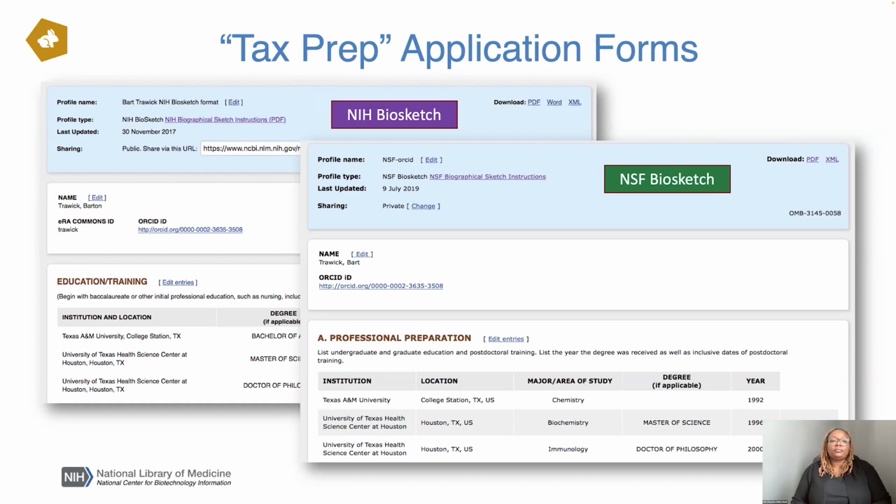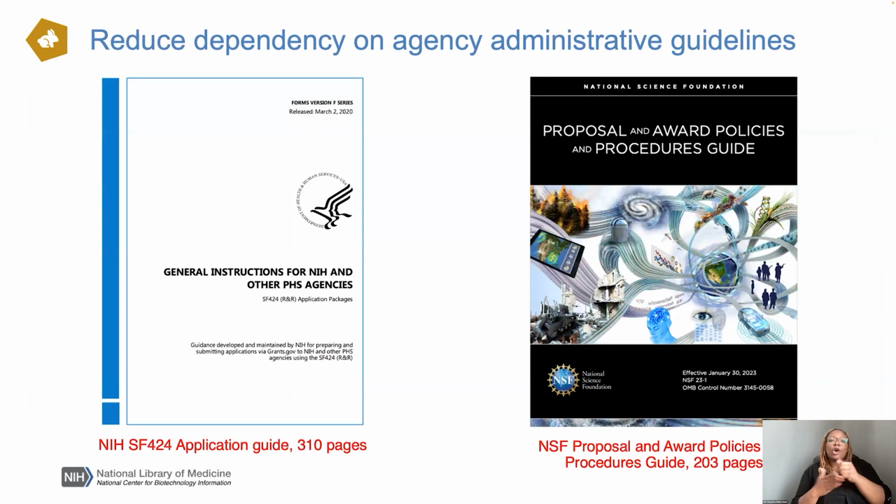And just like the tax preparation software is based on helping you fill out your tax return based on the tax code, SciENcv is helping you fill out these forms, which are based on the agency administrative guidelines. So when you're doing your taxes, if you have a question, you can go look at the tax code. When you're filling out your forms in SciENcv, we have links to the NIH application guide as well as the NSF application guide. So you can refer to those at any time, and it can help you fill these out quickly and accurately.